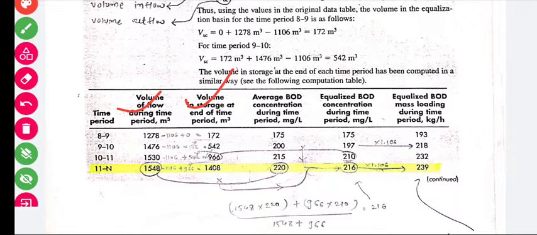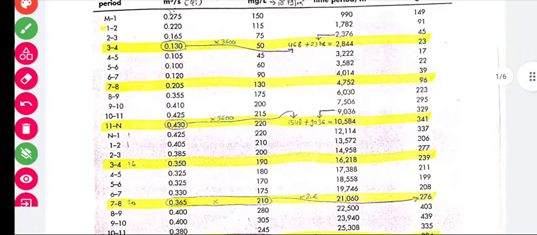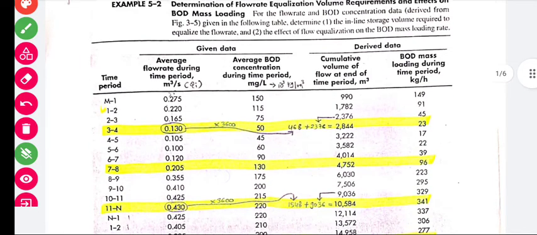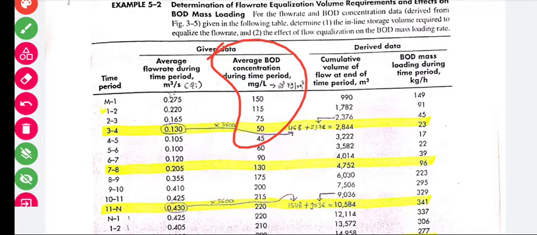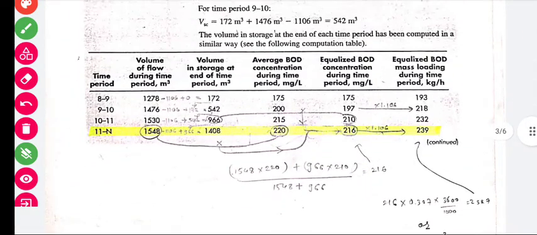Now let's talk about the BOD calculation. How did these 175, 200, 215, 220 come? It is given in the first question. 175, 200 for 8, 9 and 9, 10. This is for 8, 9 and 10. So this is the data. This column is copy pasted there, taken from the question table.